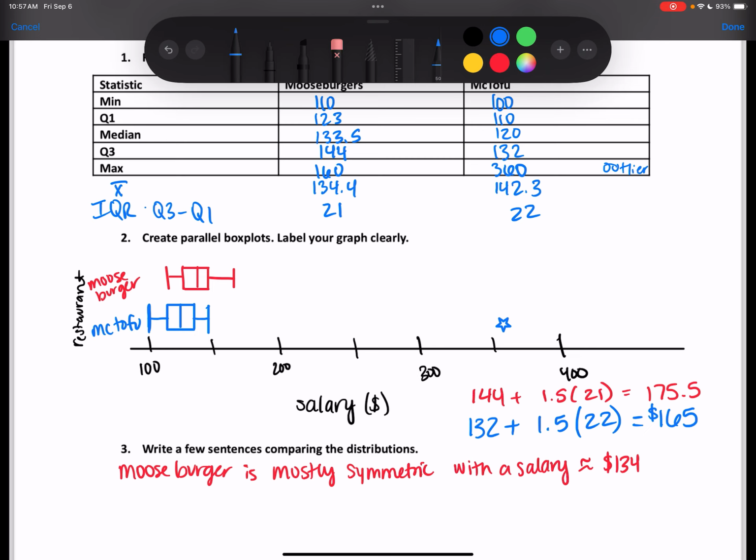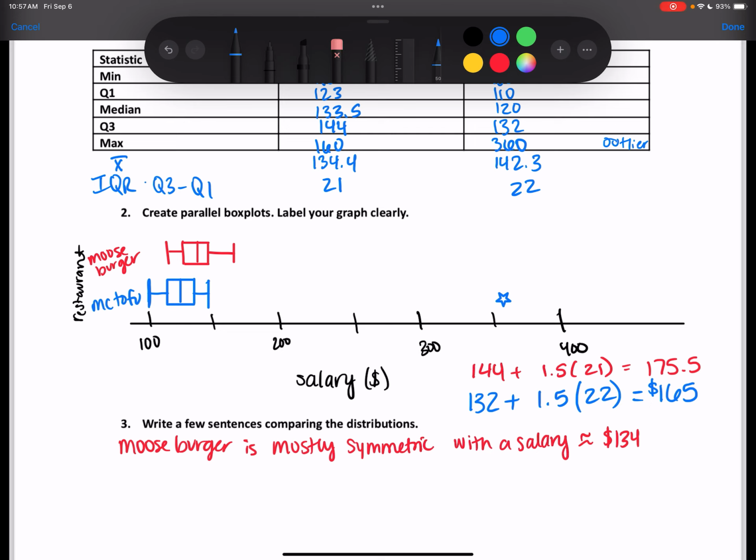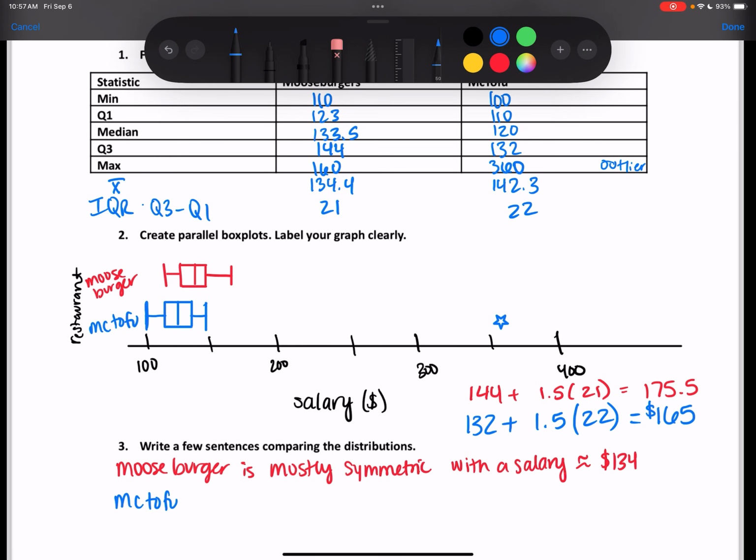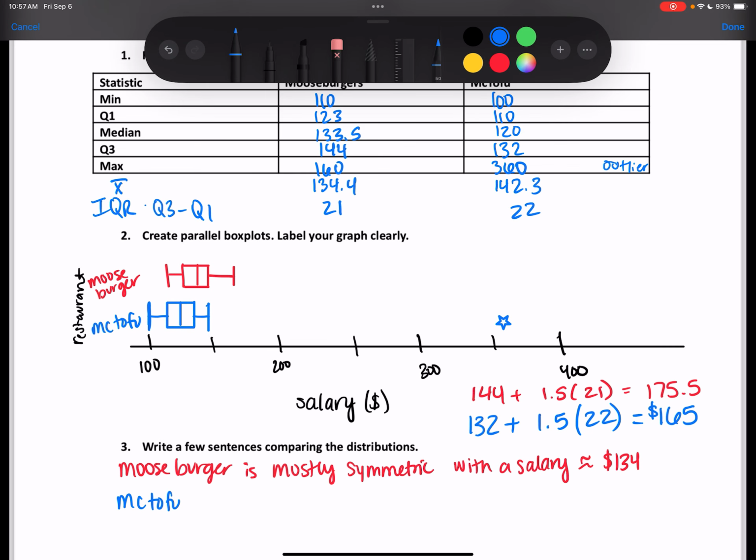For McTofu, if you went into your list and removed that outlier of 360, what you're going to find is that your numbers for your mean and your median are more similar. I'm not going to say that they're exactly the same, but they're going to be more similar.